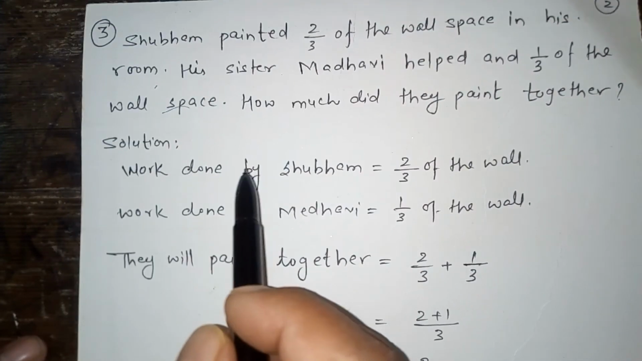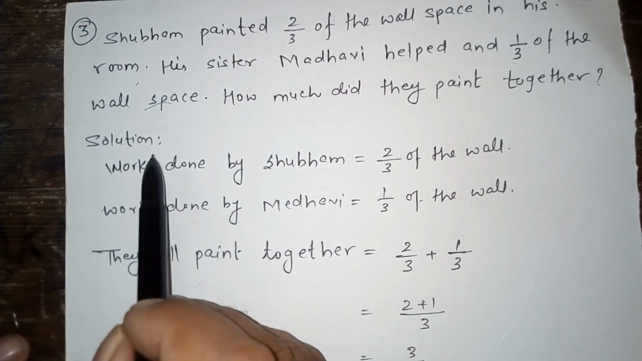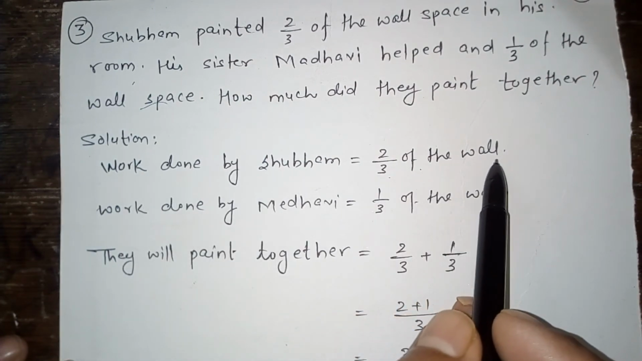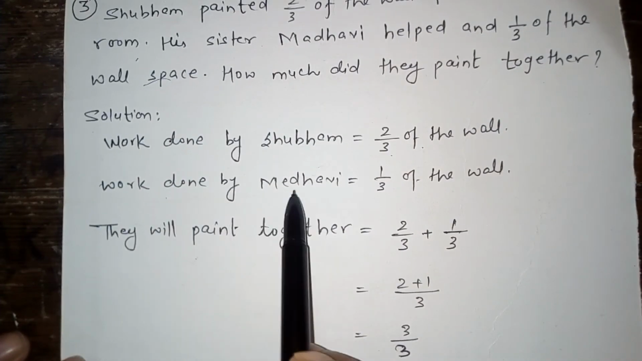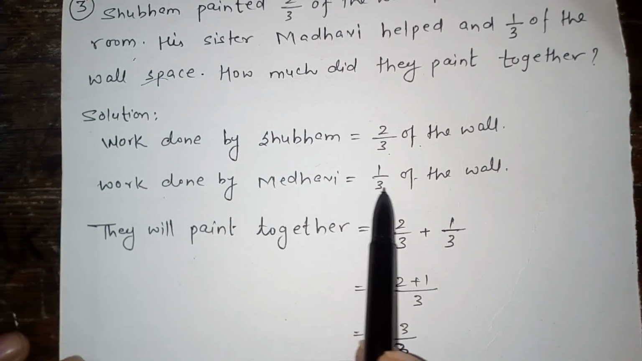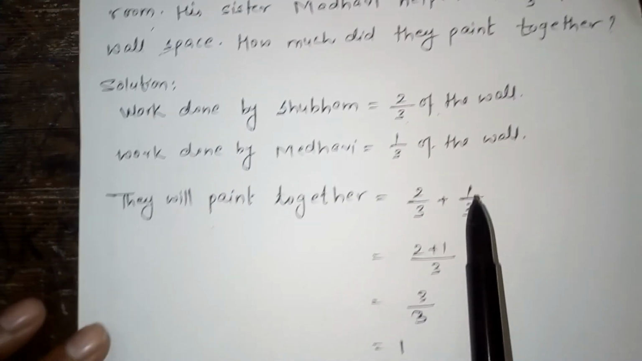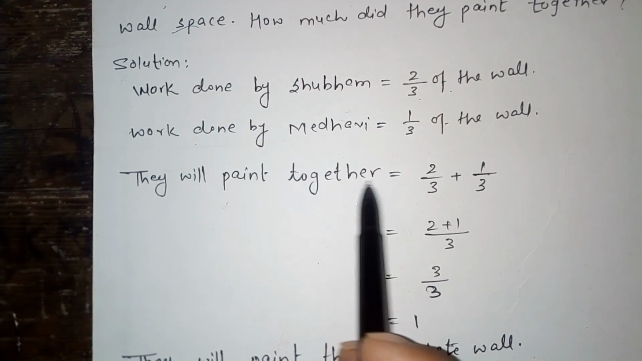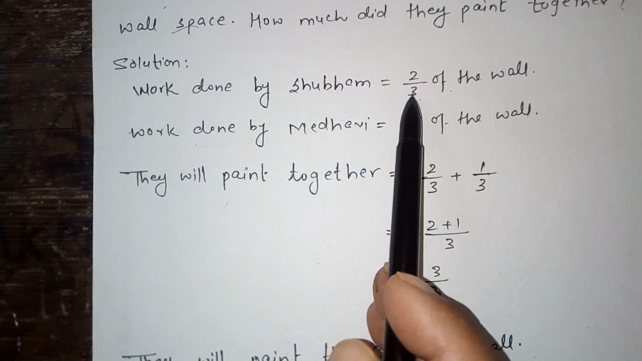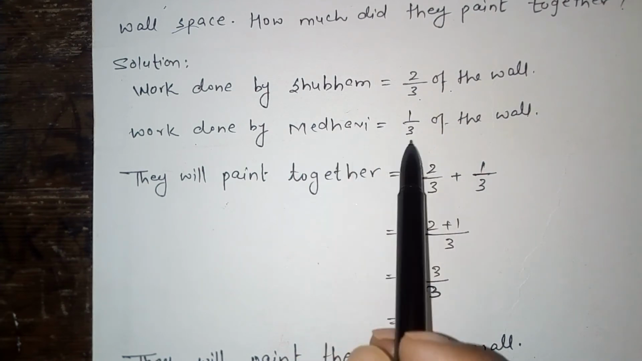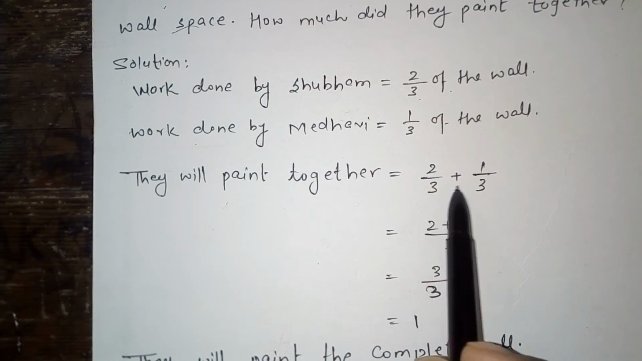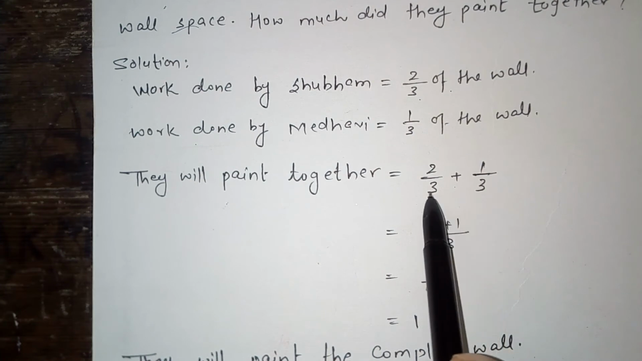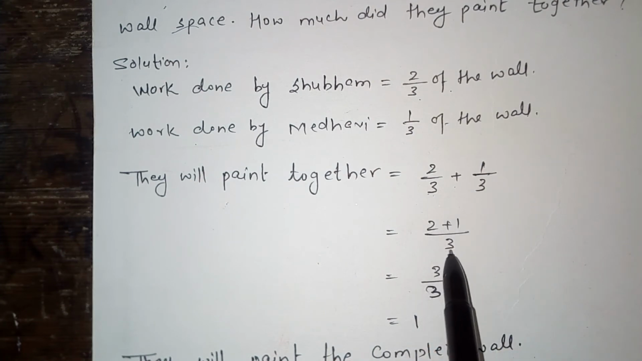Okay, so in this question what will you do? Now look here. Work done by Shubham is 2 upon 3 of the wall, and work done by Medhavi is 1 upon 3 of the wall. Then after what will you do? They will paint together. So work done by Shubham plus work done by Medhavi, 2 upon 3 plus 1 upon 3. You know very well, denominators are same, so these two fractions are like fractions.